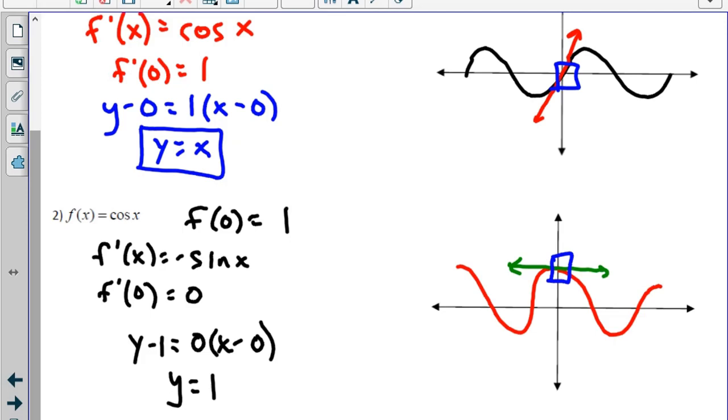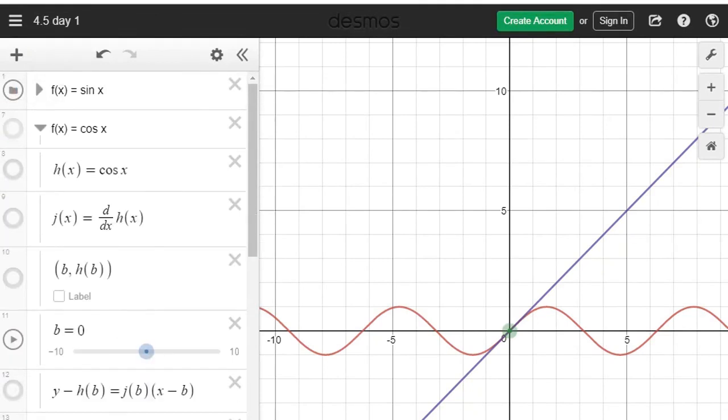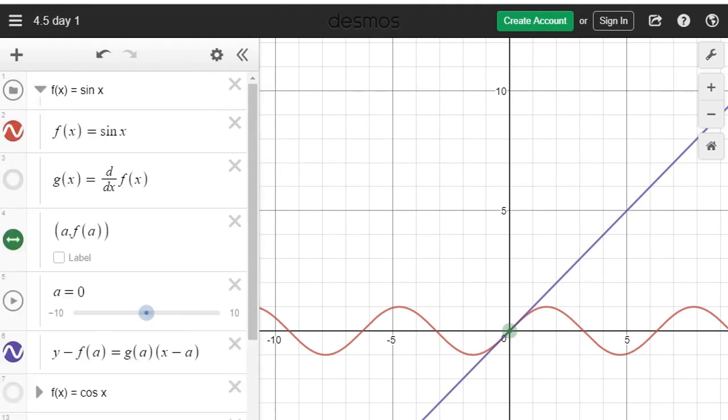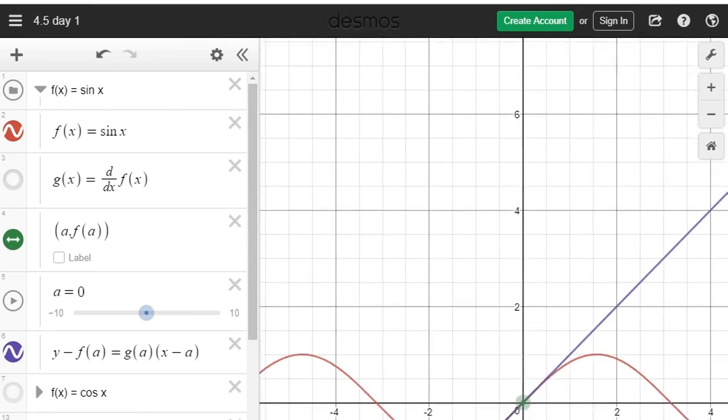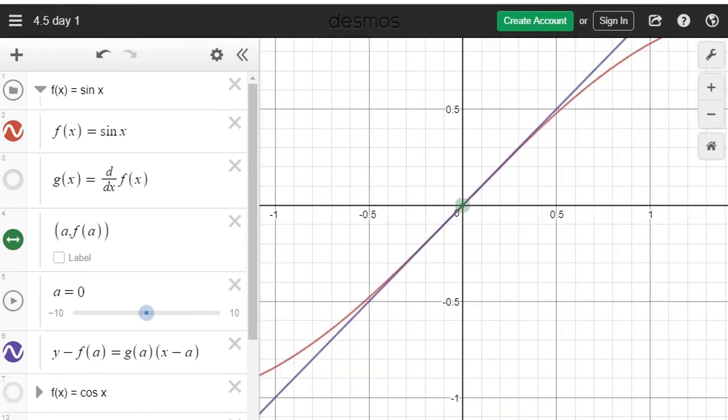We're going to go to Desmos and explore this a little bit more. Here's what goes on with the sine of x. So notice at 0, we have that tangent line, and that tangent line is y equals x. I'm going to zoom in on it. What you can see is that for values that are pretty close, looks like between negative 0.5 and 0.5, this equation models the function pretty well. At 0, it's exactly the same, and everywhere else it's off by just a little bit.